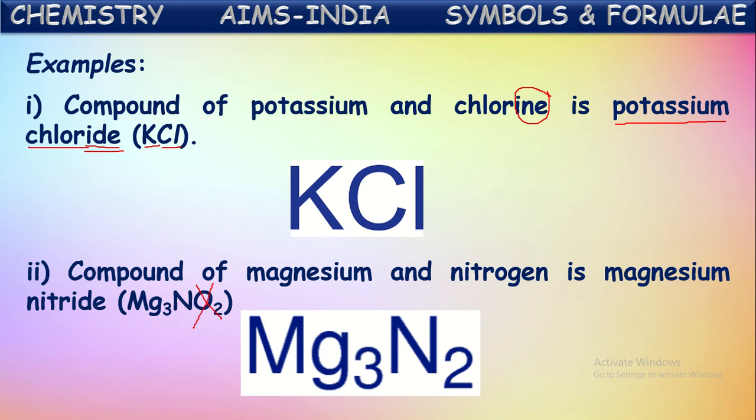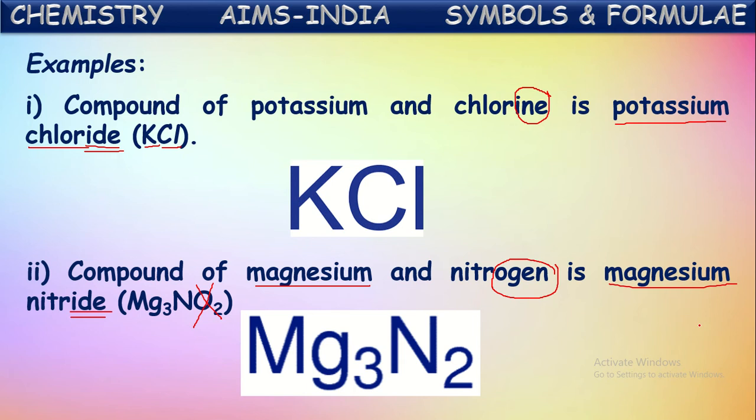Now, in this, the metallic part is magnesium. So magnesium is written as it is. Next, the non-metallic part is nitrogen. So after writing magnesium, nitrogen is written. But from this nitrogen name, some letters are removed and "ide" is attached at the end of the name. Now it became magnesium nitride. Did you get it?